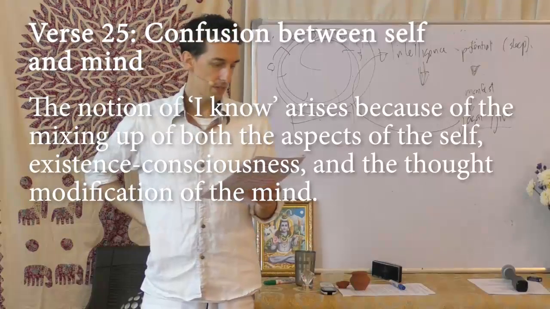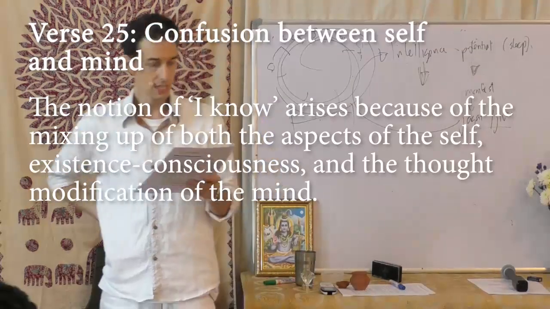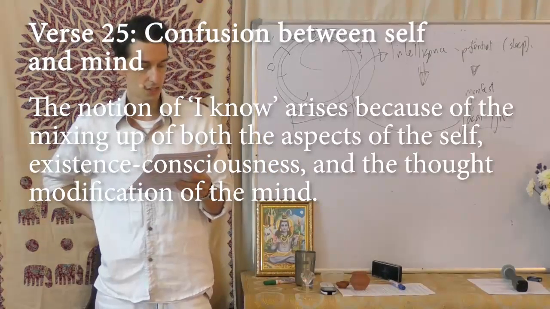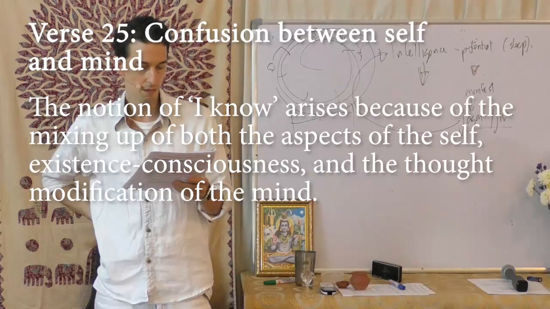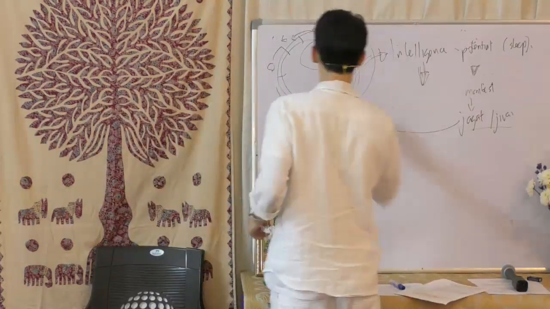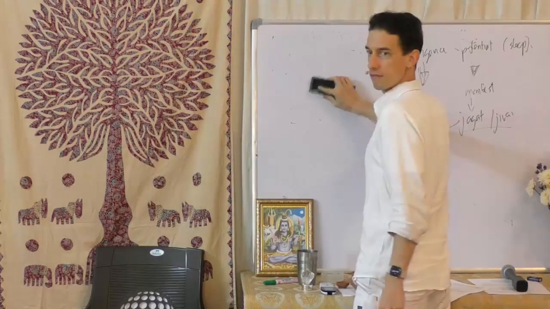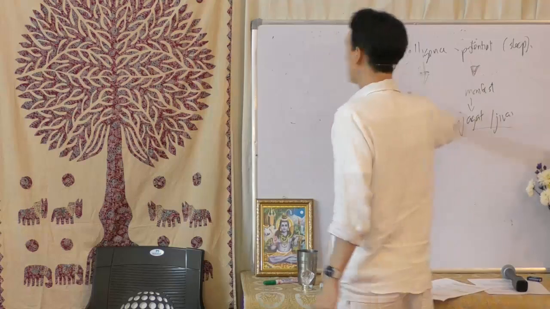Verse 25, confusion between self and mind. Atmanaha sachid amshaha cha buddhehe vrittihi iti dvayam samyojya cha avivekena jnanami iti pravartate. There's this notion, aham janami. Can anyone identify that? Aham janami.